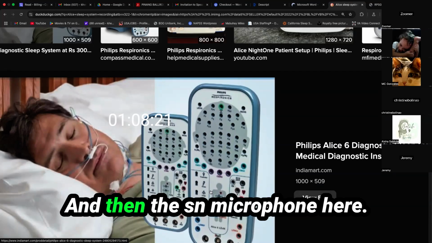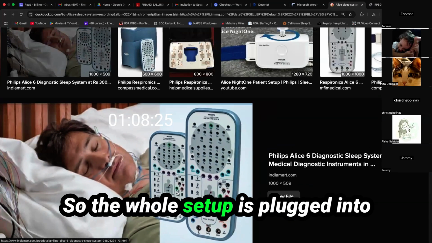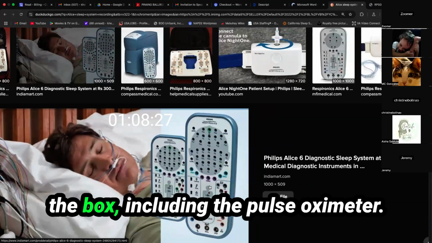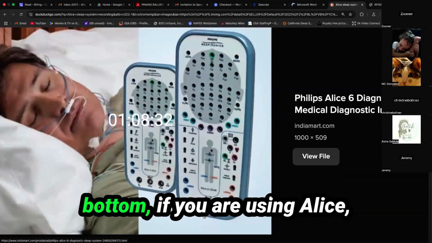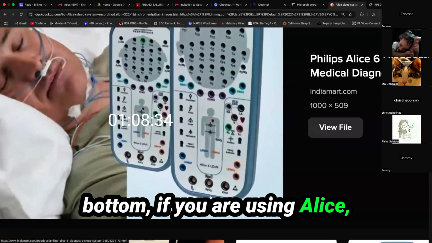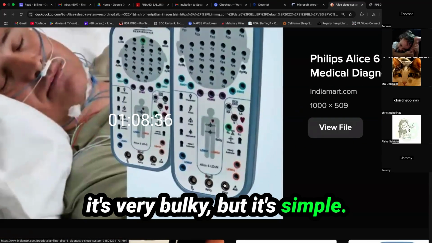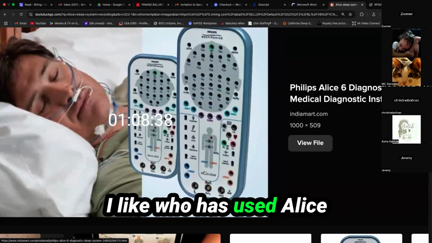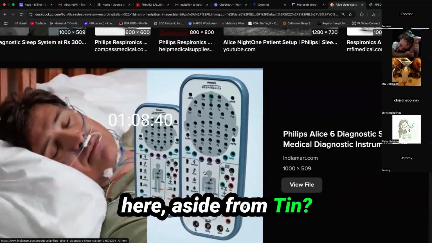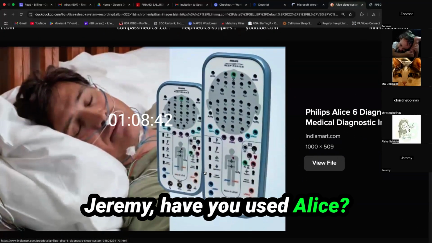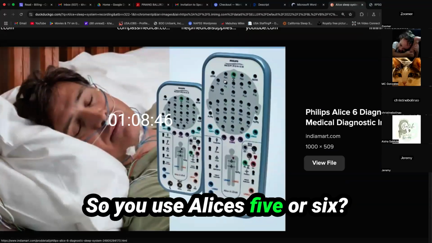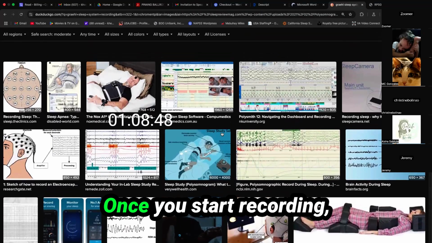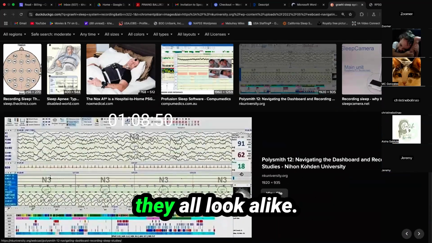And then the snore microphone here. The whole setup is plugged into the box, including the pulse oximeter, usually right here at the bottom. If you're using Alice, it's very bulky, but it's simple. Who has used Alice here aside from Tin? Jeremy, have you used Alice? We use Alice right now. Oh, okay, good. So you use Alice 5 or 6. Once you start recording, they all look alike.